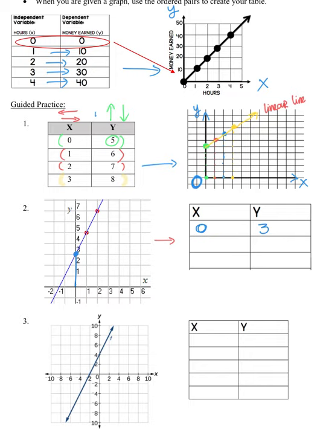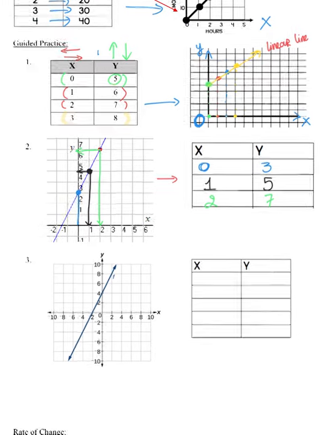Next point is this one right here. So x-axis is 1, y-axis is 5. Last point, x-axis is 2, y-axis is 7. So we have 3 points.